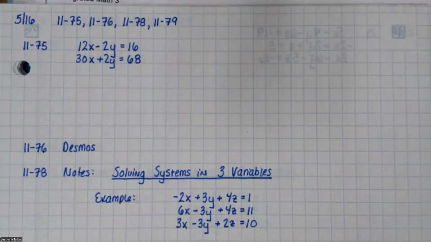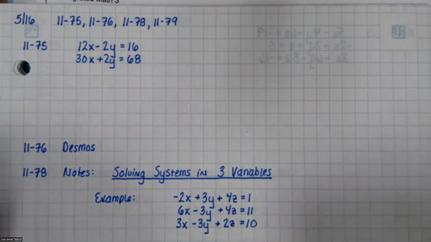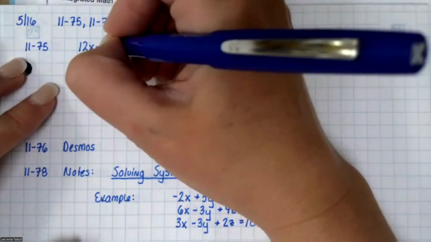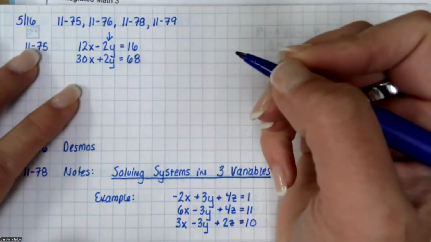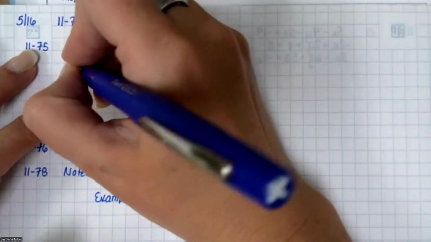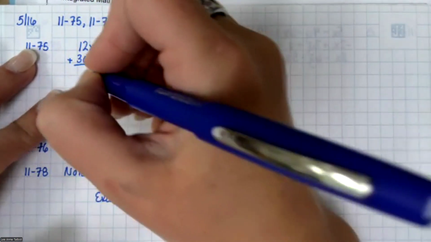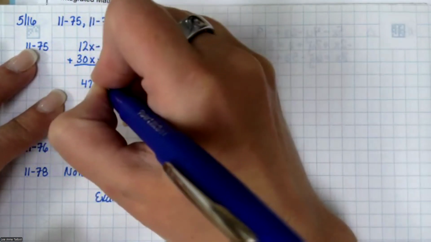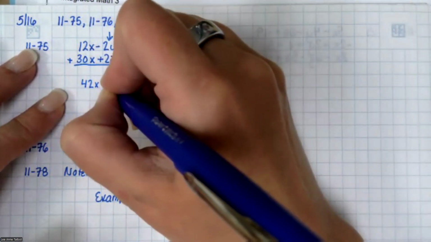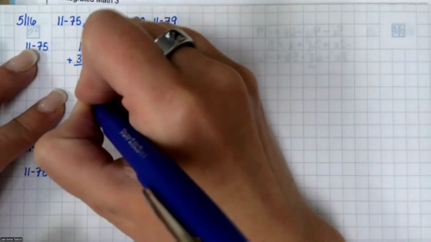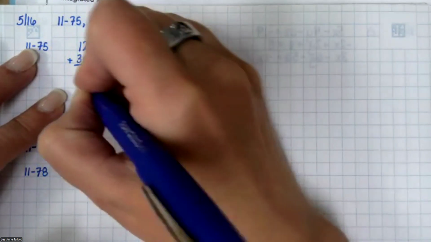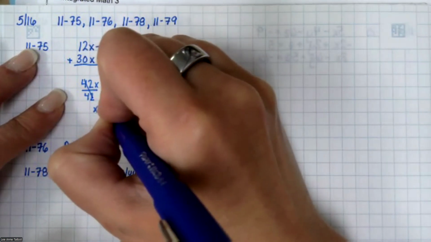Now, this problem is extremely obvious. They're not all obvious, but this one is. Can you guys tell that the 2 y's will eliminate if I add the equations together? Okay, so you're supposed to notice that those 2 have opposite coefficients. So if I add with the elimination method, this will be 42x equals 84. Divide by 42. X equals 2.